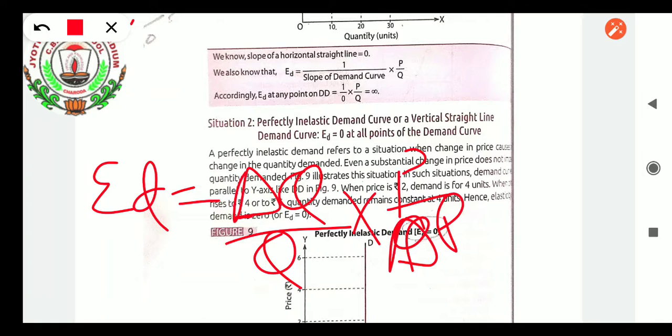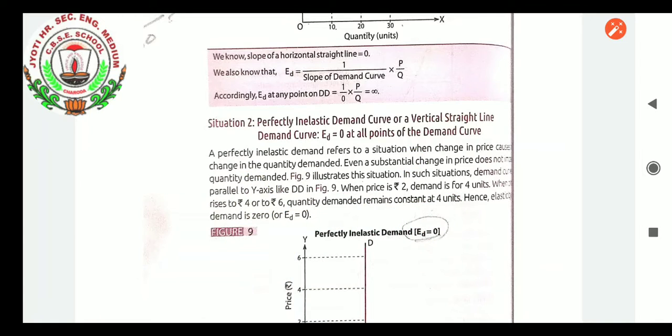Accordingly, ED at any point on DD, that is the demand curve line, equals 1 by 0 into P by Q, which equals infinite. Slope of the demand curve is actually 0. So when we multiply any number by, or divide it by, 0, we get the answer infinite. For a perfectly elastic demand curve, what we get is ED equals infinite.